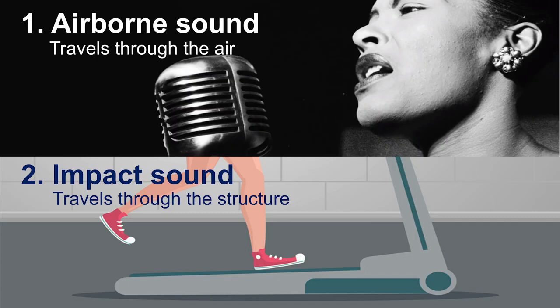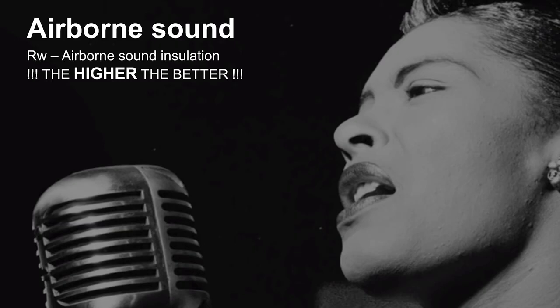The airborne sound is the sound which travels through the air. So that would be the sound that we hear when someone is singing or listening to the television. On the other hand, there is the impact sound which travels through the structure. And that would be the sound that we hear when someone is walking on the floor above us. So when we talk about the ways to isolate ourselves from the airborne sound, we use this term airborne sound insulation, and we denote it with Rw. And we say that the higher this Rw is, the better it is.